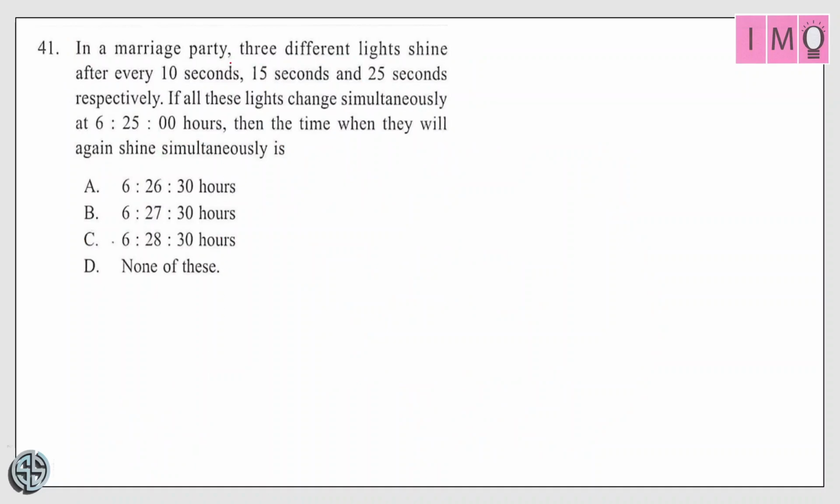What is written? In a party, three different lights shine after every 10 seconds, 15 seconds, and 25 seconds respectively. If all of these lights change simultaneously at 6 hours 25 minutes 0 seconds, then find the time when they will again shine simultaneously.